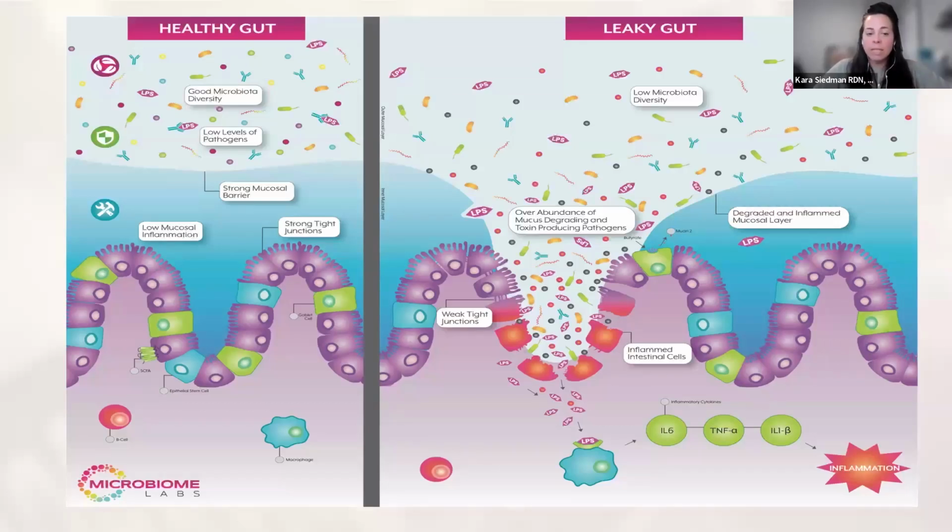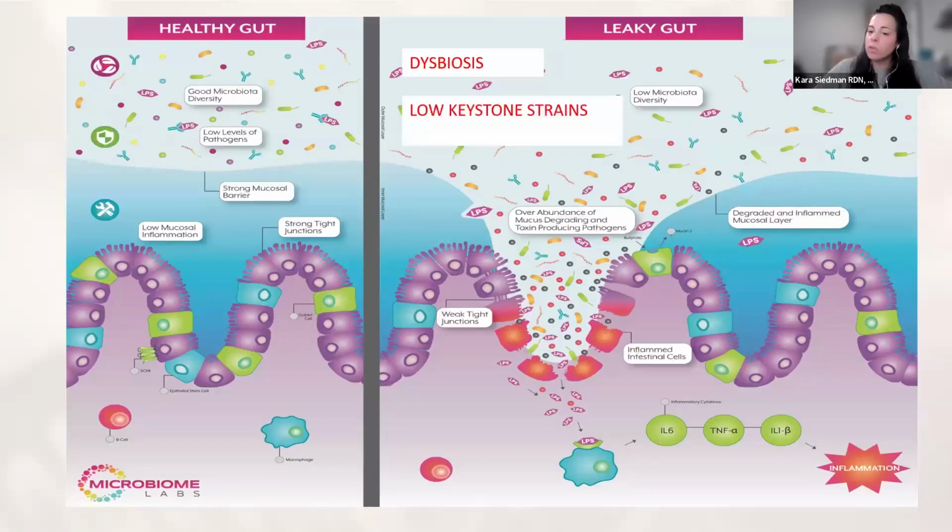So leaky gut or dysbiosis, right? We're going to look at having an imbalance, right? Essentially dysbiosis is just an imbalance in your microbial ecosystem. And we have low keystone strains. We're going to talk about this a little bit more. These are what we call the Instagram influencers of the microbiome. And they don't take up a lot of real estate, right? They don't take up a huge portion of the microbiome, but they have a disproportionate influence on the overall health.